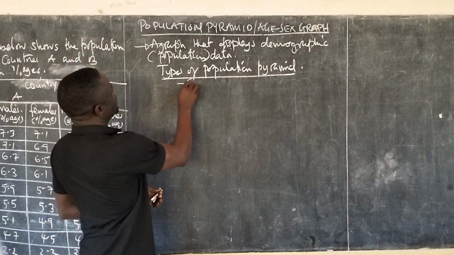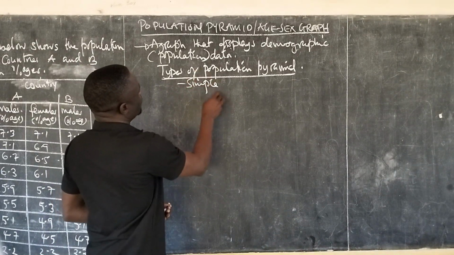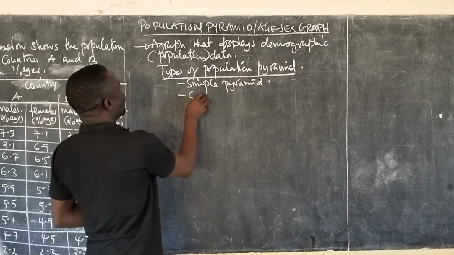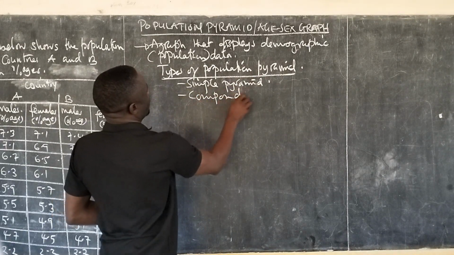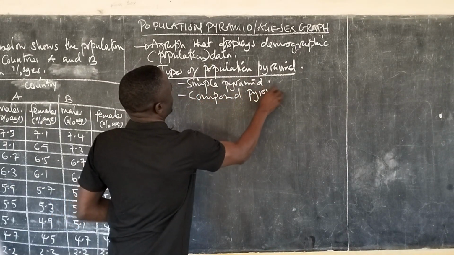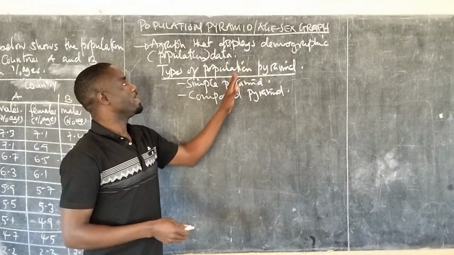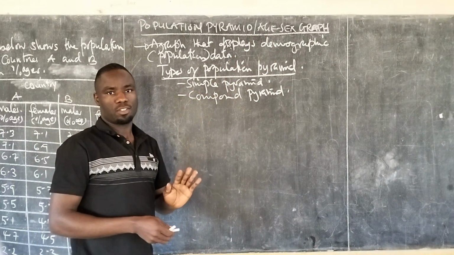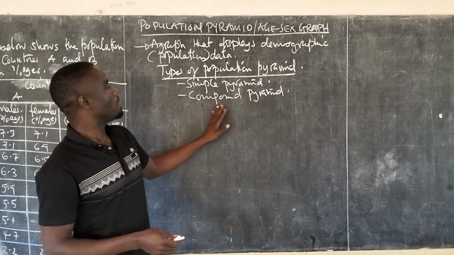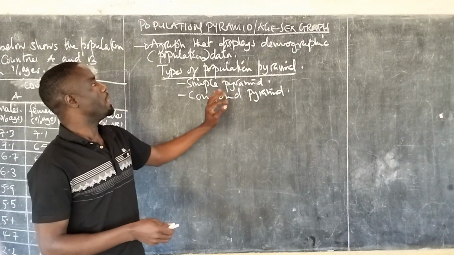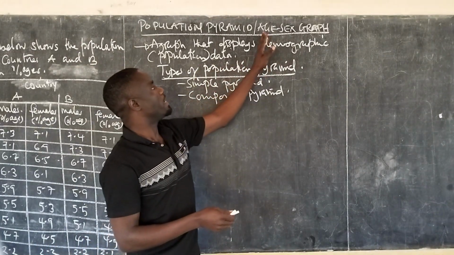So we have the simple population pyramid, and we have the compound pyramid. The simple one is going to portray age and sex characteristics only. But the compound, sometimes called the superimposed, is going to portray more than age and sex.